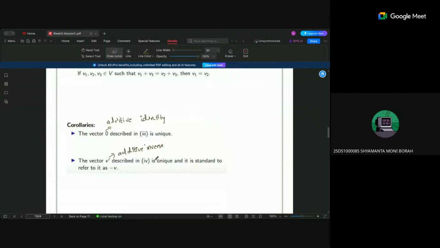Ma'am, what is the additive identity? I'm sorry. See, additive identity means the element which satisfies the property that if you add that element to any vector, that will give you back the same vector. That element is the additive identity.